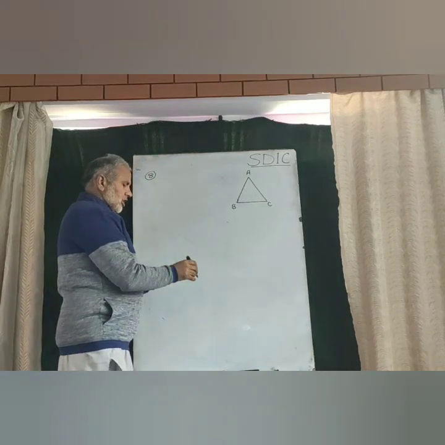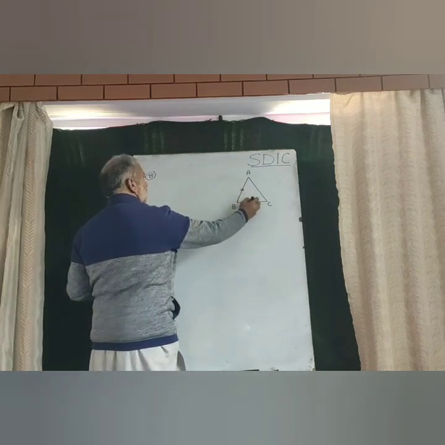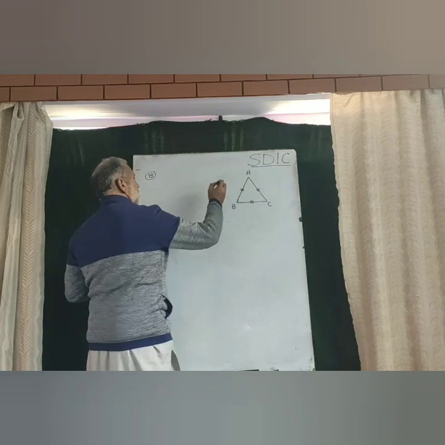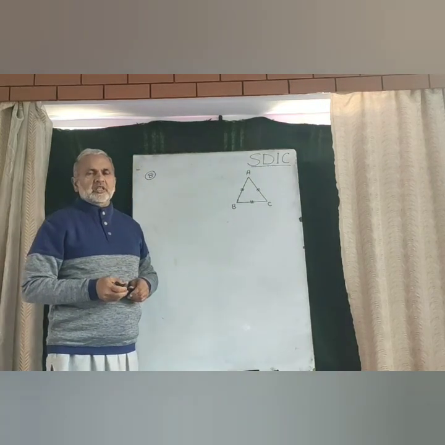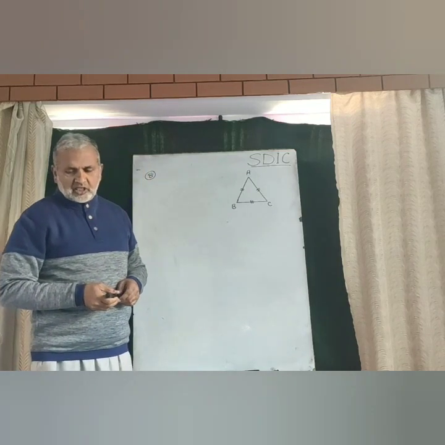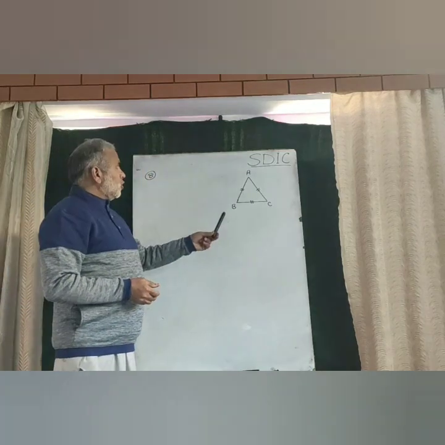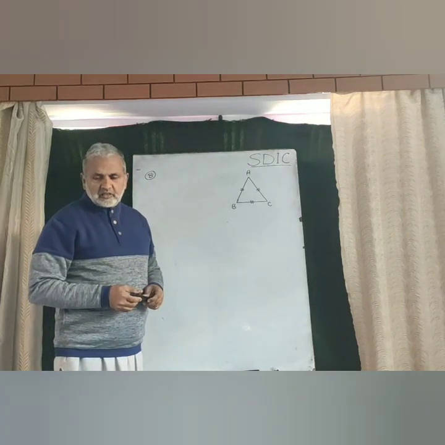Now, which triangle we call an equilateral triangle? The one which has all the sides of equal length. Therefore, I have put two short lines on all the three sides, meaning those are equal in length, and therefore the triangle is an equilateral triangle. Now we have to show that each angle of this triangle is 60 degrees.